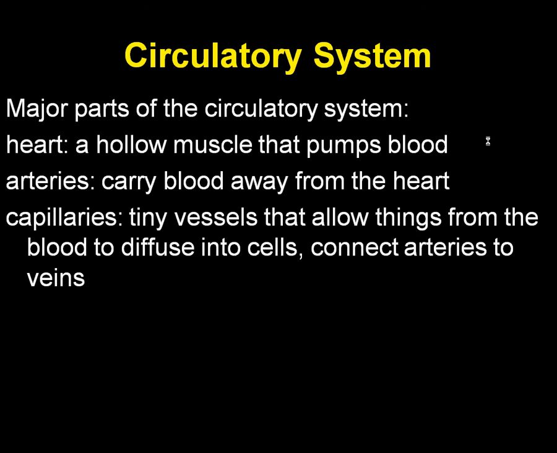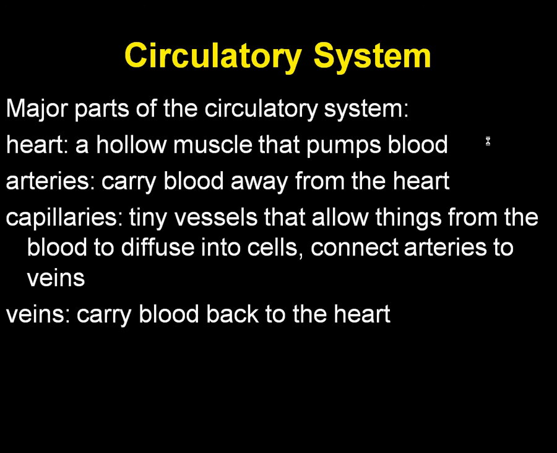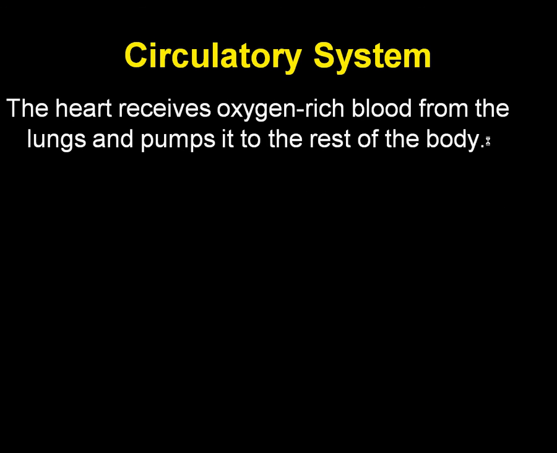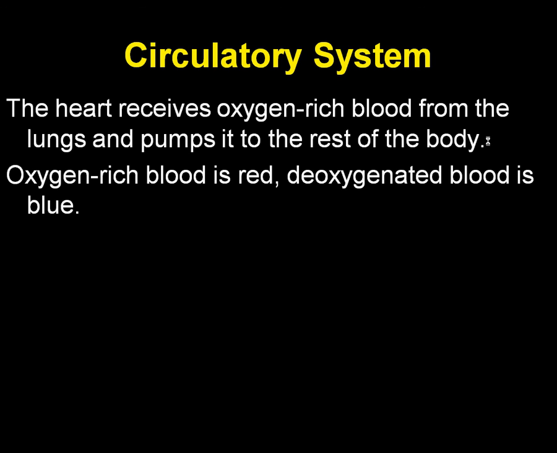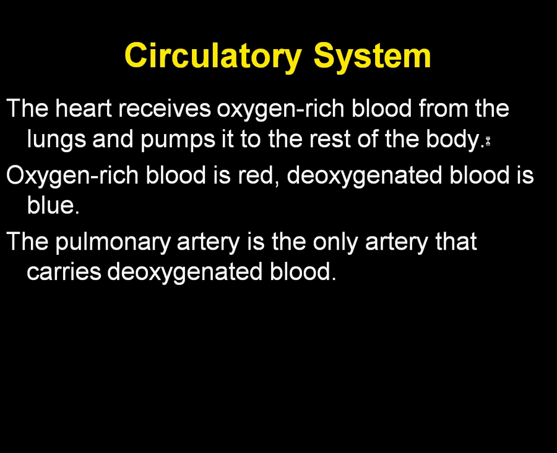The capillaries are really, really small, like one blood cell thick, essentially at the thinnest. And they're where the magic happens of transferring stuff into cells. And then the veins carry blood back to the heart. The heart receives oxygen-rich blood from the lungs and then pumps it to the rest of the body. Oxygen-rich blood is red. Deoxygenated blood, that is blood with the oxygen having been diffused into cells, is blue. That's why when you look at some of the veins under your skin, they look kind of blue.